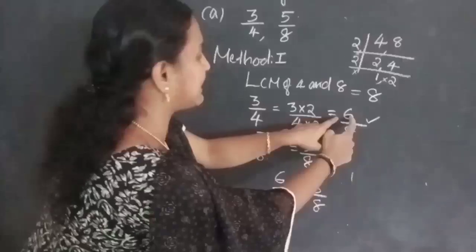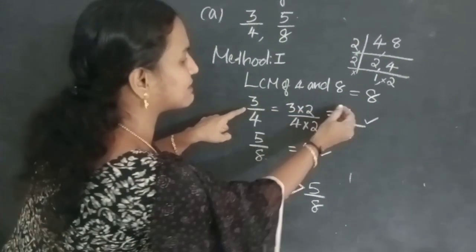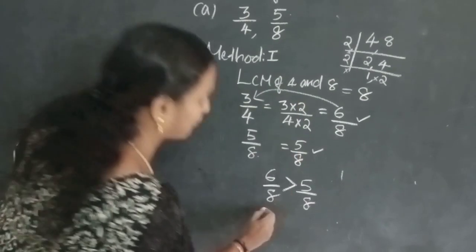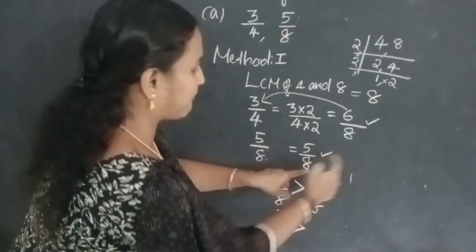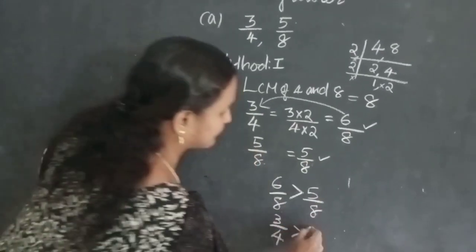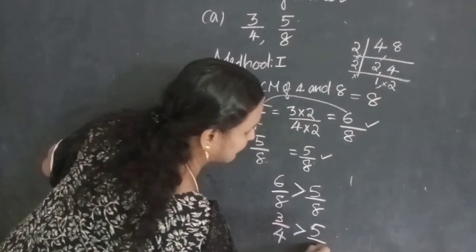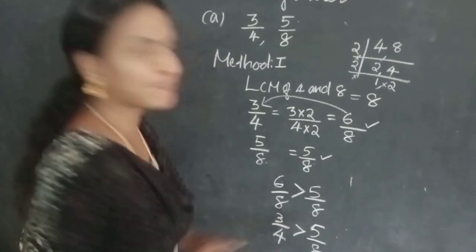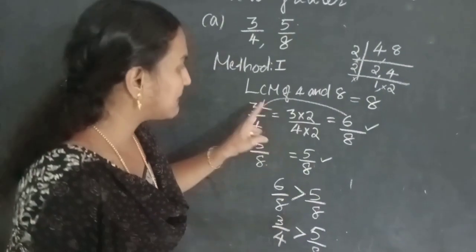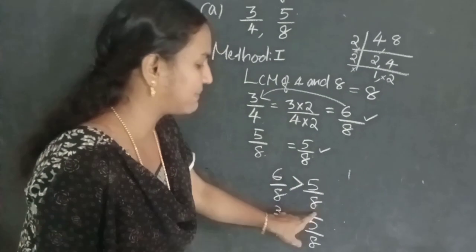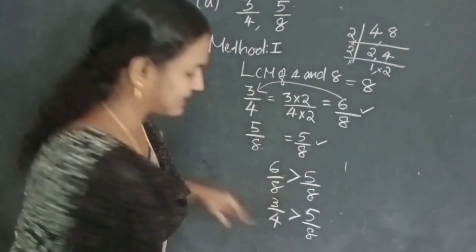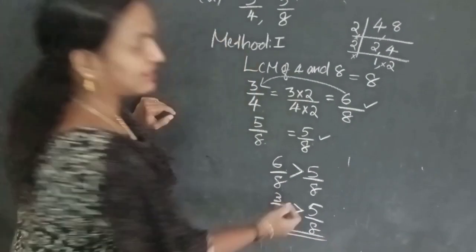The 6 by 8 is 3 by 4. So 3 by 4 is greater than 5 by 8, because 3 by 4 is the same as 6 by 8. By comparing 6 by 8 and 5 by 8, 6 by 8 is greater. So this is the first method.